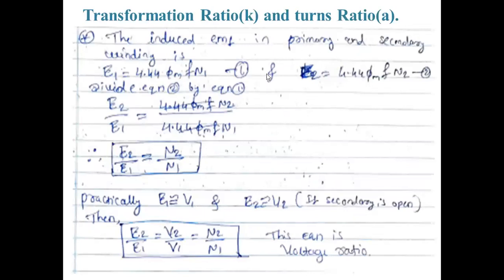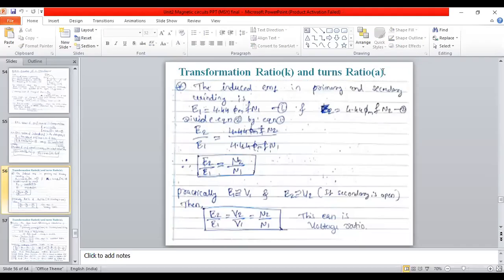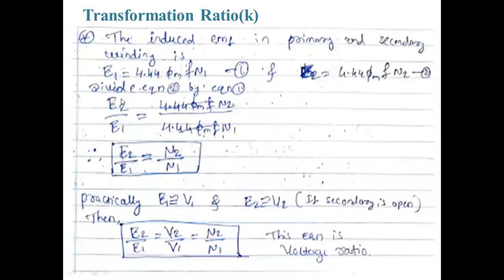Next, I will explain one more thing. I told you that this transformer can be a step down or a step up transformer. So listen here now, the transformation ratio is nothing but K, and the turns ratio is A. You leave this A; only consider the transformation ratio here. Listen carefully. Don't write this, just listen.